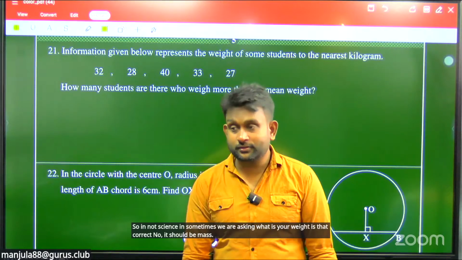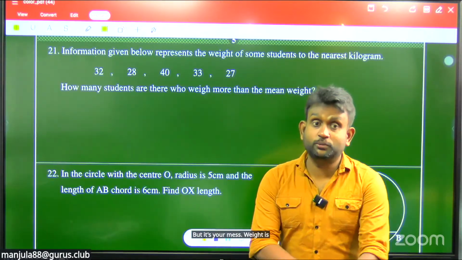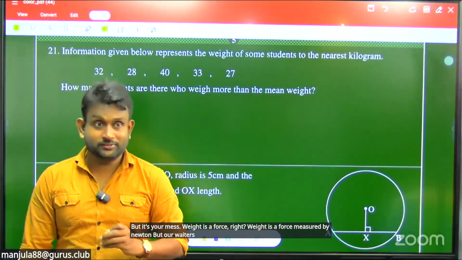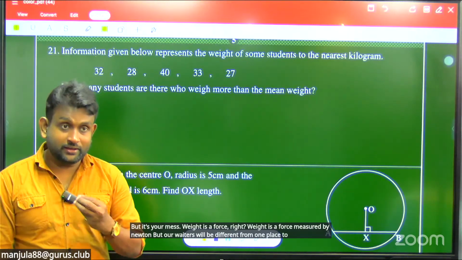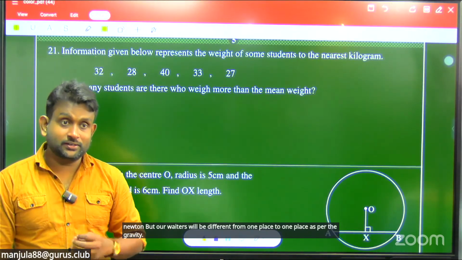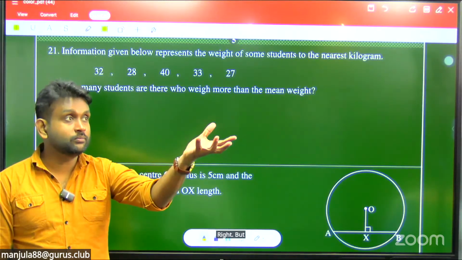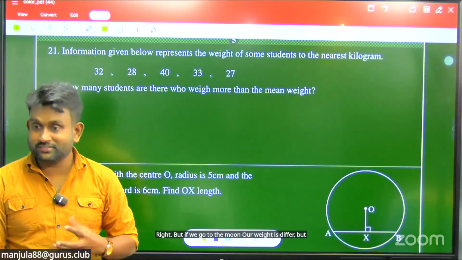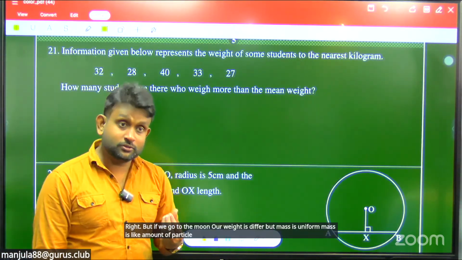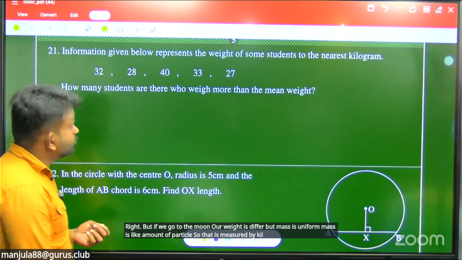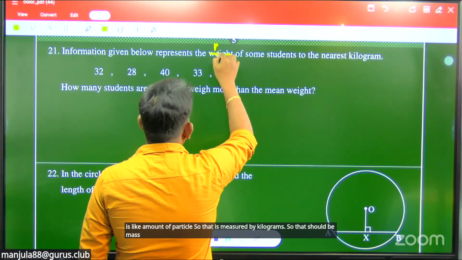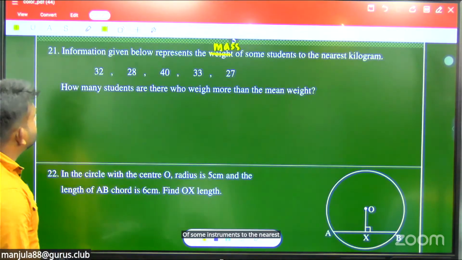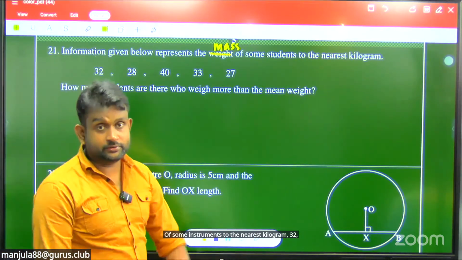What is your mass? Weight is a force, measured in Newtons, and our weight will differ from place to place as per the gravity. If we go to the moon, our weight differs, but mass is uniform. Mass is like the amount of particles, measured in kilograms. So that should be mass. Of some students to the nearest kilogram: 32, 28, 40, 33, 27.